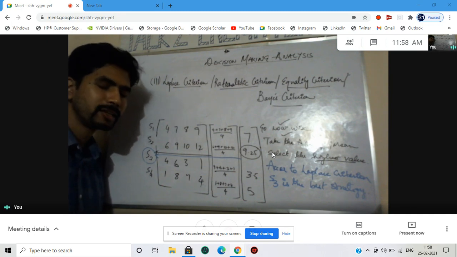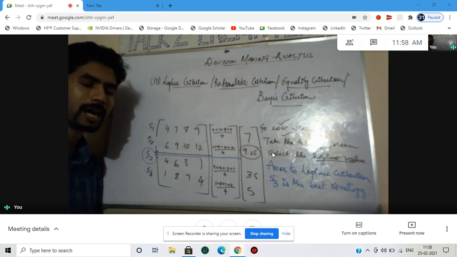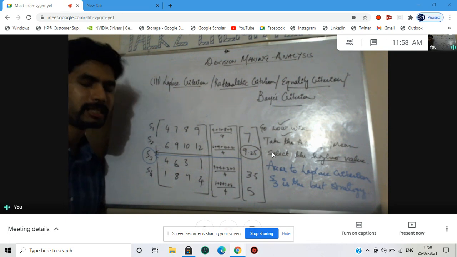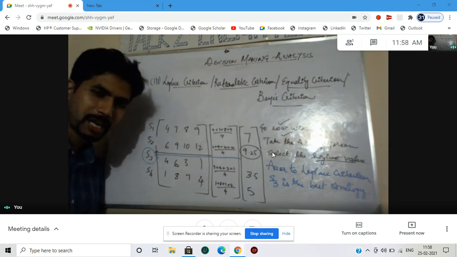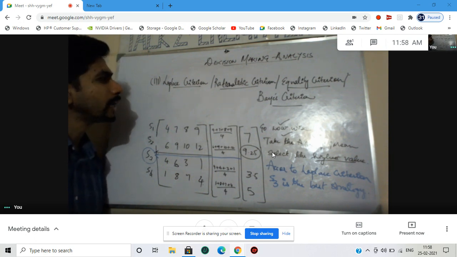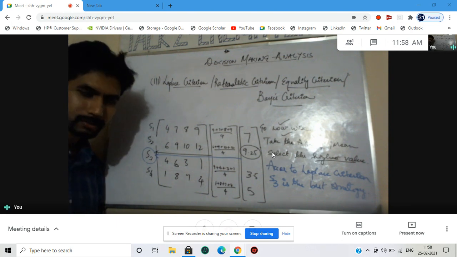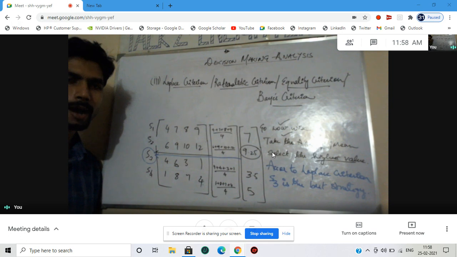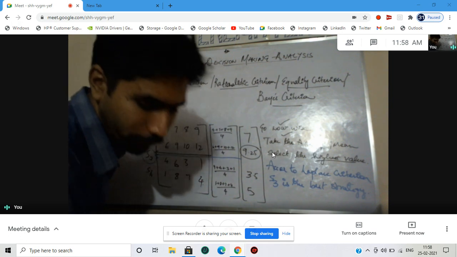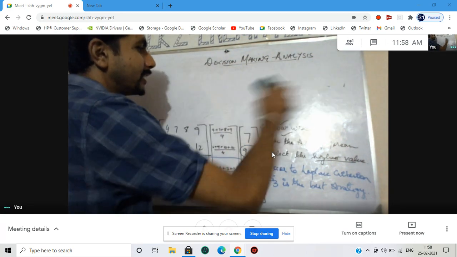So in Laplace criterion, you just take the average of all the rows and you select the highest average value, and the corresponding strategy will be the best strategy which the manager has to select under Laplace criterion. Is that clear? Okay. So moving ahead, after Laplace criterion, you have Hurwitz criterion. That is the fourth criterion. So let us see that.